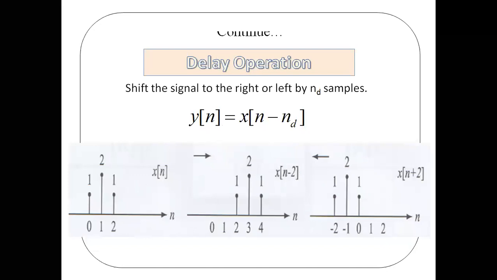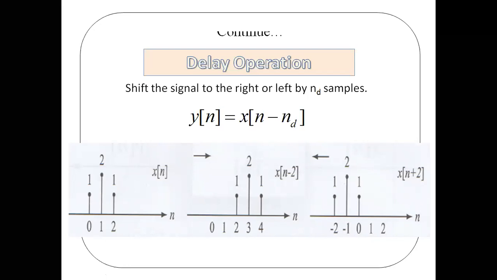Okay, next one is the delay operation, where mathematically we have x[n - nd], where nd is a constant shifting constant. So if we have x[n] here, and we shift the signal x[n] by 2, let's say we have x[n - 2]. So -2 means that it's a shifting process by 2 units to the right.